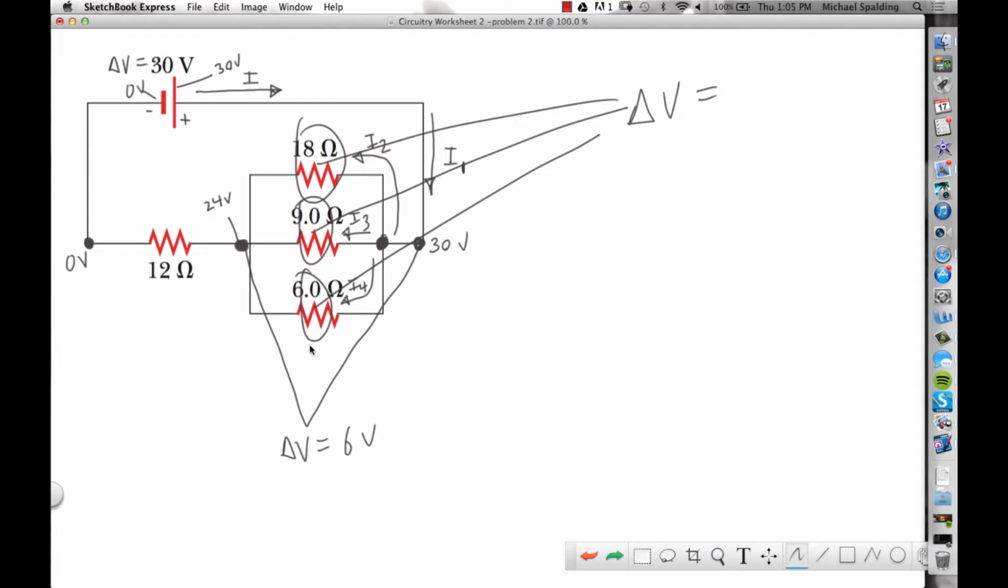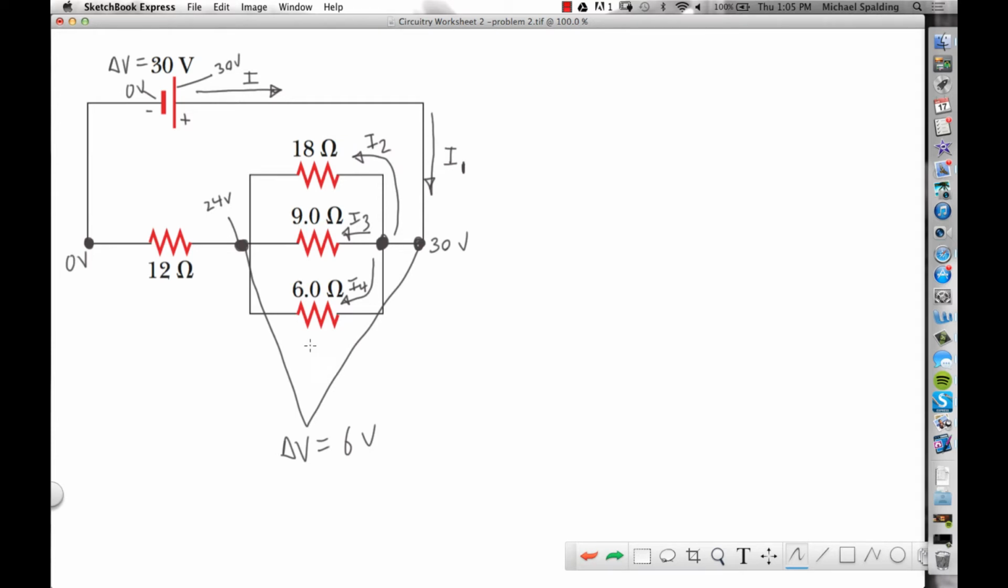Because no matter which way you go, think of it like you're driving and there's a toll booth, right? Instead of current, it's cars. Cars are driving through here. No matter which path the car takes, it's going to be going from 30 over to 24. So the change is 6 no matter how you do it. Does that make sense? They're hooked up to the same 2 points. All 3 of these resistors are hooked up to the same 2 points, right? So they all have a delta V of 6.